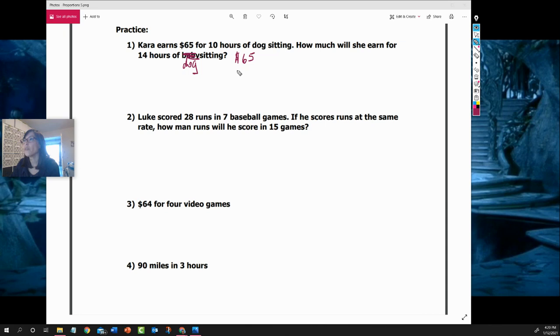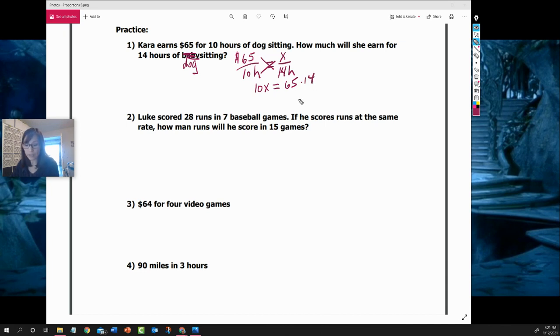So let's set up the proportion that is represented here. $65 for 10 hours of dog sitting is equal to how much money for 14 hours of dog sitting. Now, make sure that your labels are matching. So I have the hours on the bottom and the money amounts on the top. Once I make sure that my labels are matching, I can cross multiply. So I'm going to create my proportion equation, which is 10 times x equals 65 times 14.